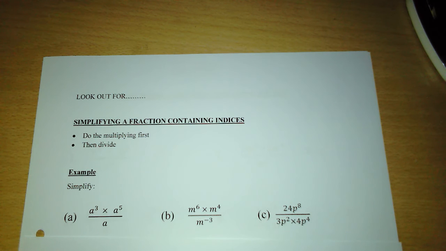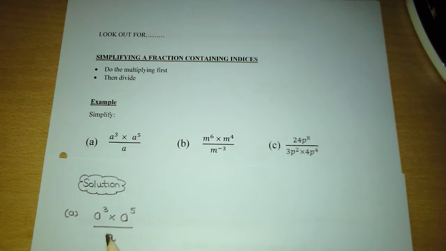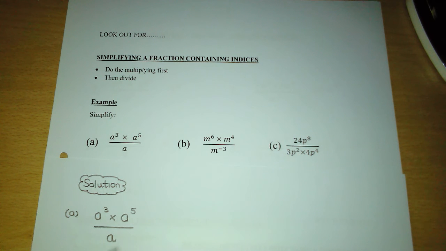We're now going to simplify a fraction which contains indices. So if you take a look at part A, it says simplify, and we've got a cubed multiplied by a to the power of 5 all over a. What we want to do is the multiplying first. So do the multiplying of the two indices first, and then we'll do the division later on.